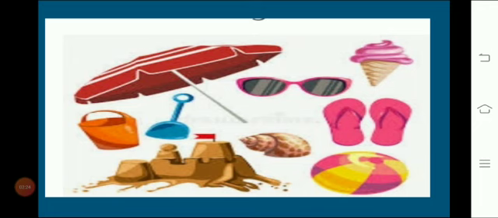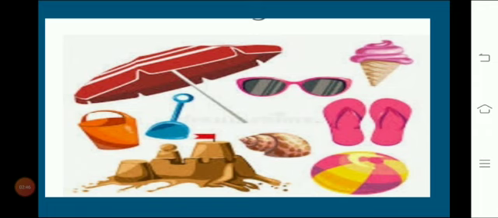Look at this picture carefully. Where can we find these things? Umbrella, sunglasses, an ice cream, flippers, football, seashell, spade, bucket, sandcastle. Yes, all these things are used at the beach and we can find these seashells in the wet sand.